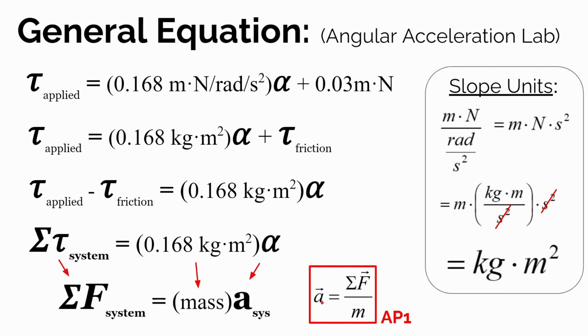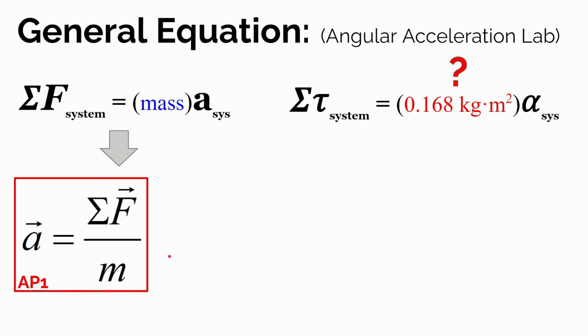Newton's second law is acceleration is equal to the sum of the forces over the mass, or if you solve this for the sum of the forces, we get the equation: the sum of the forces on a system or an object is equal to the mass of that system or the object times its linear or translational acceleration. See how they're kind of in the same general form. So let's see if we can use our understanding of Newton's second law to help us figure out what the slope of our lab equation actually represents.